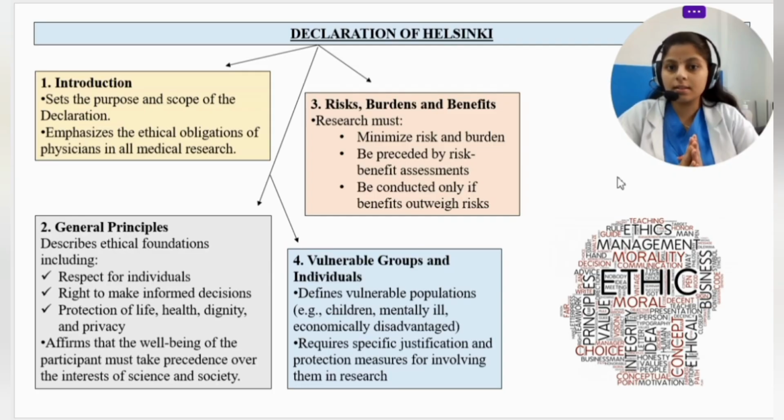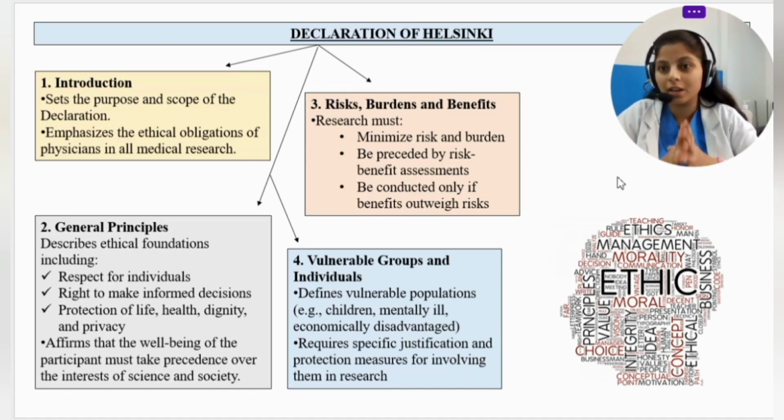Next thing is the risk, burdens and benefits. Whatever research you conduct should minimize the risk and the burden, and be preceded by a risk-benefit assessment. That means the risk and benefit assessment should be done before undertaking any study involving human subjects. Next, it has to be conducted only if the benefit outweighs the risk. Then we can conduct the particular research. This is the Declaration of Helsinki.